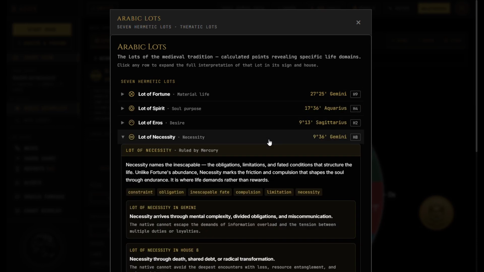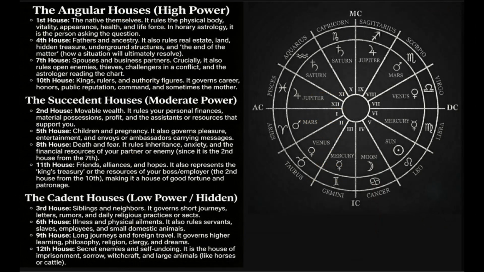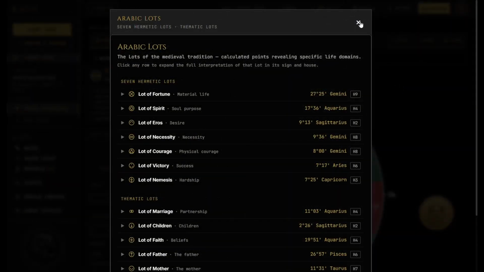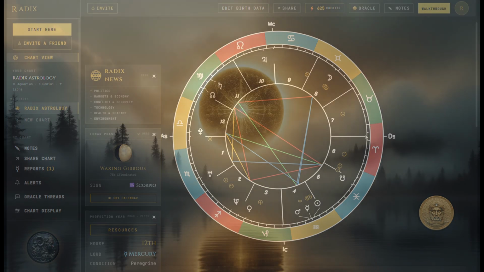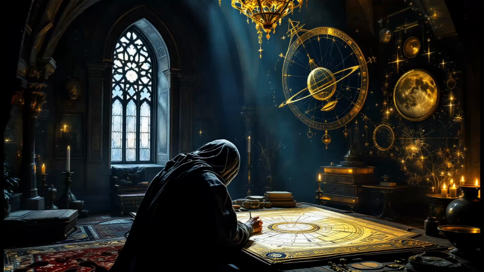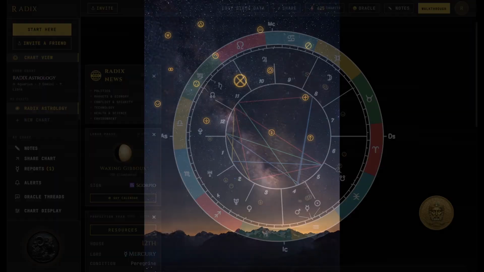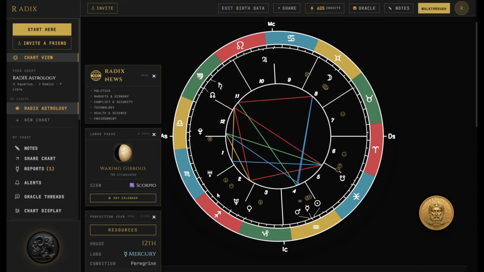The planets, the houses, the aspects. Now that's the layer most people learn first. 7 classical planets placed in 12 houses, forming geometric relationships to each other. That's the visible architecture of your natal chart, but beneath that visible layer is another set of points that traditional astrologers considered equally essential. Points that don't correspond to any physical body in the sky. Points that are mathematically derived from the relationships between the planets and your ascendant, and that indicate areas of your life with particular potency, vulnerability, or focus.